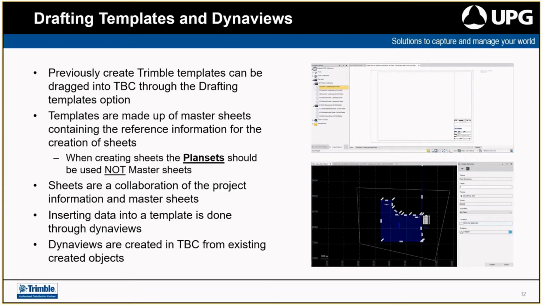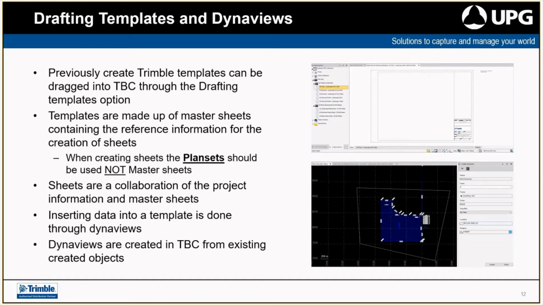So the next step, once you've created all your text styles in TBC and got all your text ready, is the drafting templates and Dynaviews stage. You would have everything in the view up to what you would determine is ready to publish. And then the next steps would really just be to create the sheets or to import some sheets and apply the view sets and the data to the views and create the plans. There are some things to be aware of when handling drafting templates.